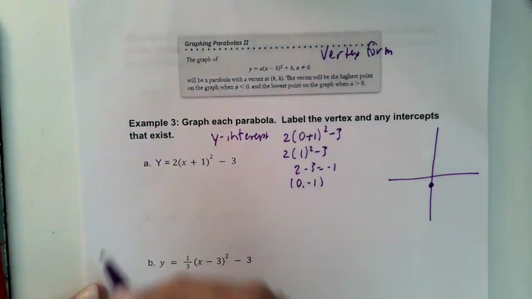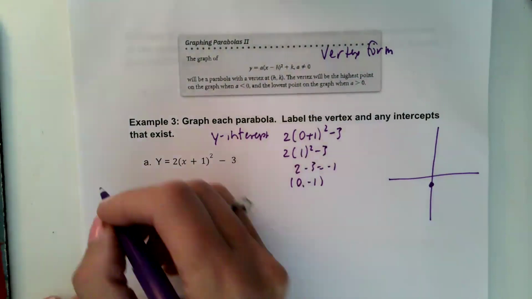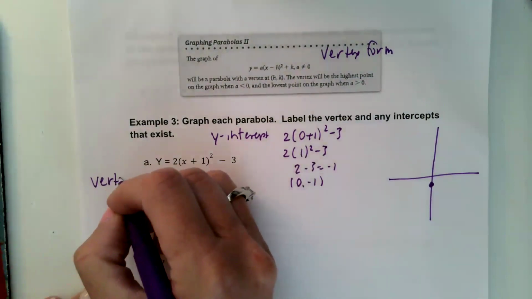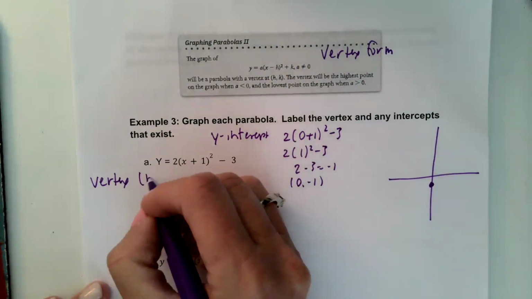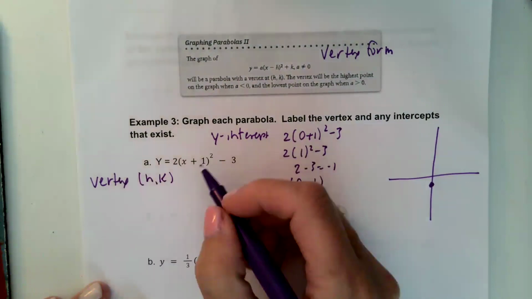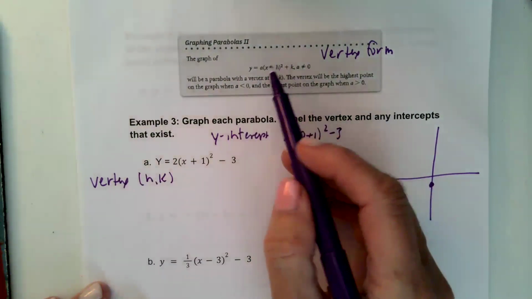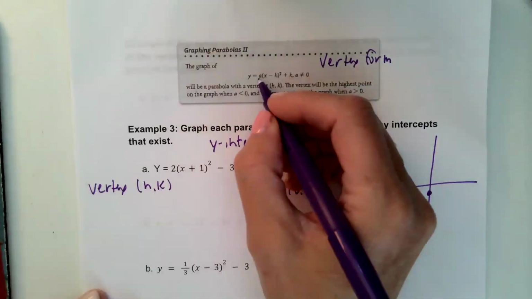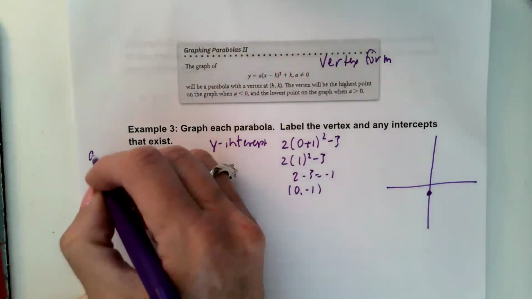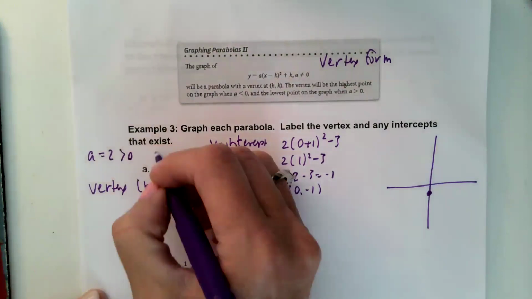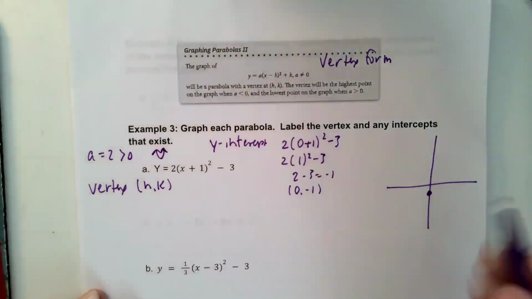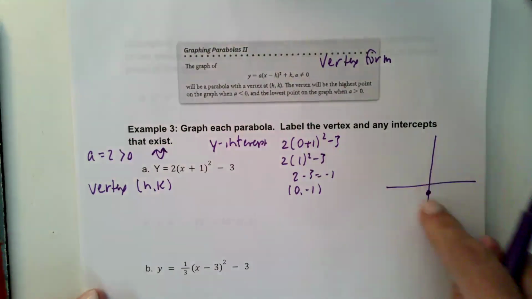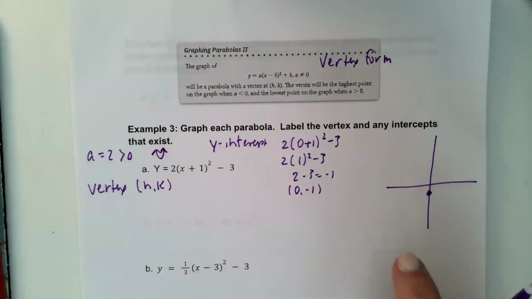There we go. And my vertex is the easy piece, because my vertex is H and K. And in this form, A is still the same. A still tells us if it's face up or face down. And so A is equal to 2, which is greater than 0. So I know it's face up. So it's going to have some x-intercepts. I just don't know where they are.